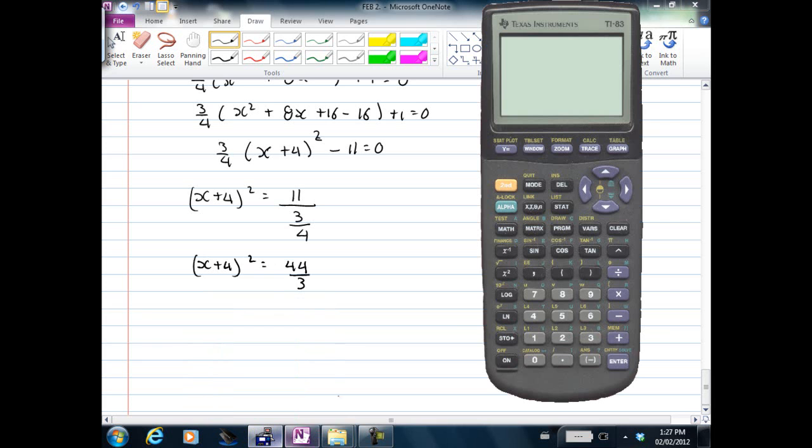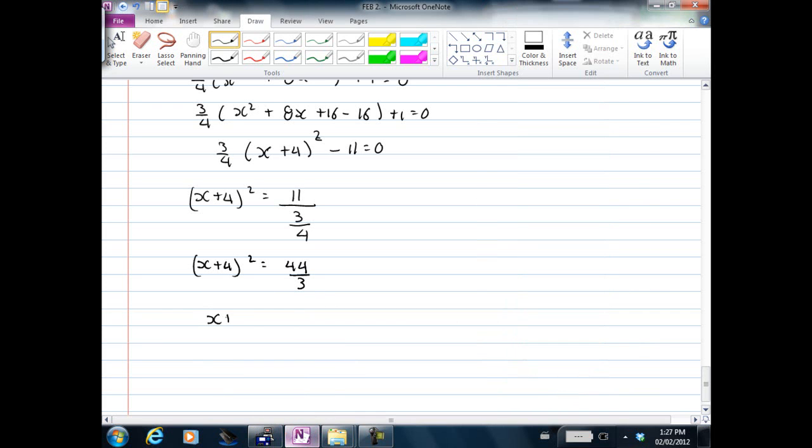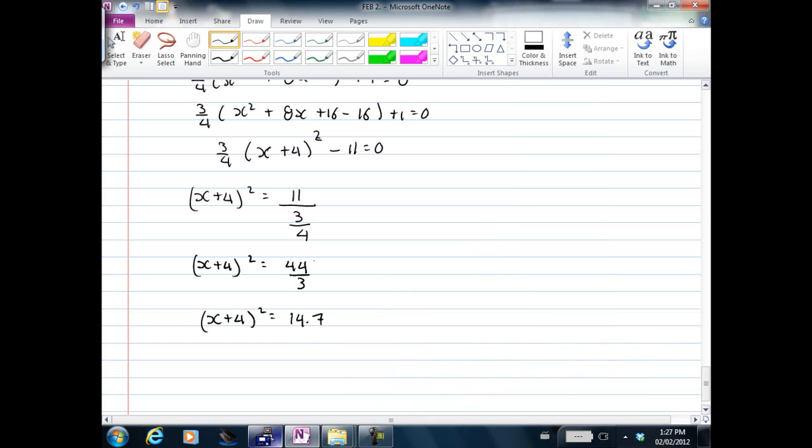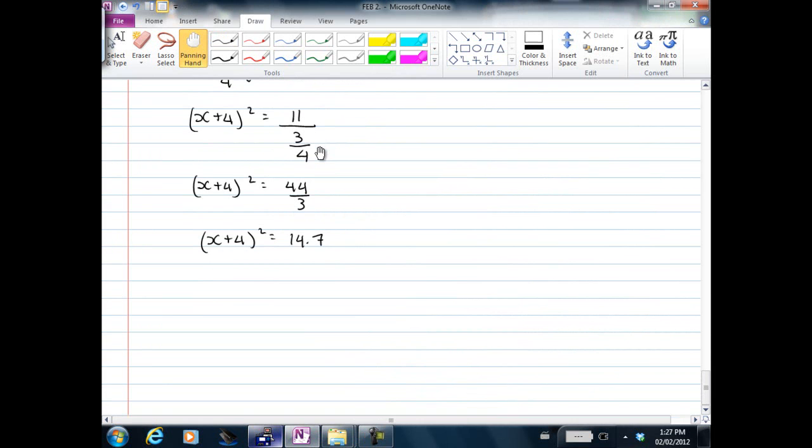Now, if you're punching it in your calculator, you should have 44 divided by 3, roughly 14.7 on the right side. And the rest you can easily figure out on your own. (x plus 4) squared equals 14.7. Square root both sides, and you get case 1 and case 2. No tricks. I'm keeping this very simple.